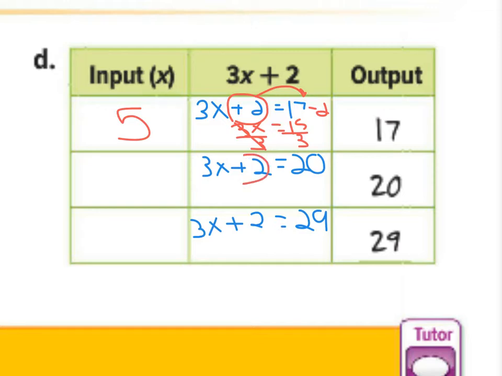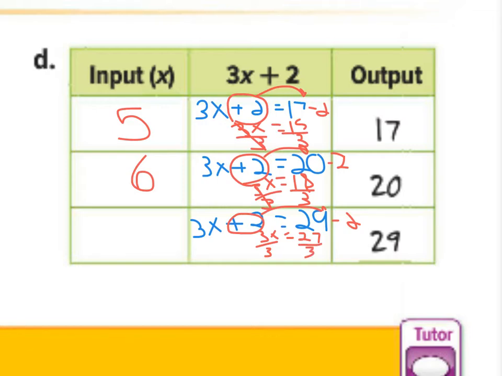Then we keep going, invert again by isolating. I get 20 minus 2, which is 18. So I get 3x equals 18, divide both sides by 3, and I get x equals 18 divided by 3, which is 6. Again, invert, bring the minus 2 over here. I get 29 minus 2, which equals 27. So 3x equals 27, divide both sides by 3, and the 3s cancel each other out, and now I have 27 divided by 3 equals 9.